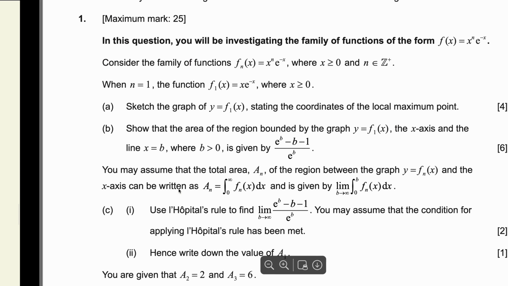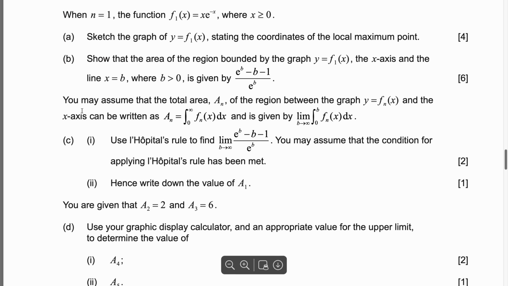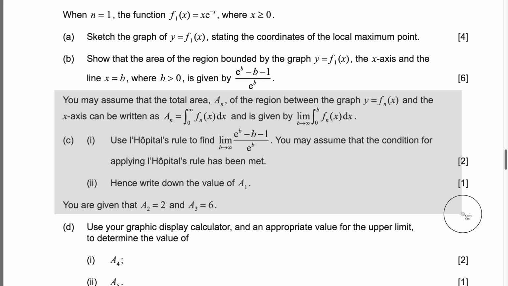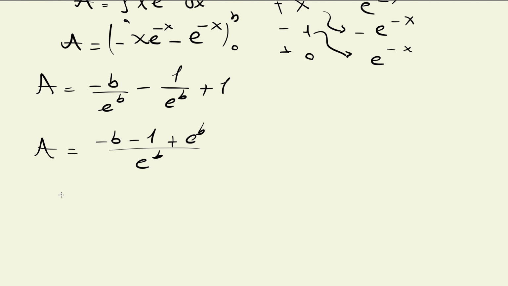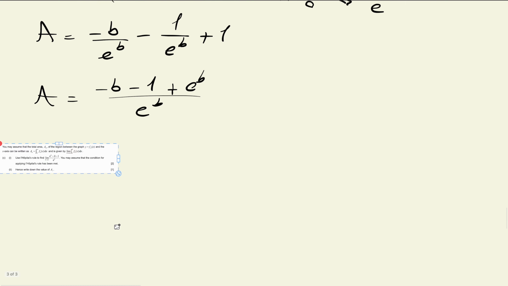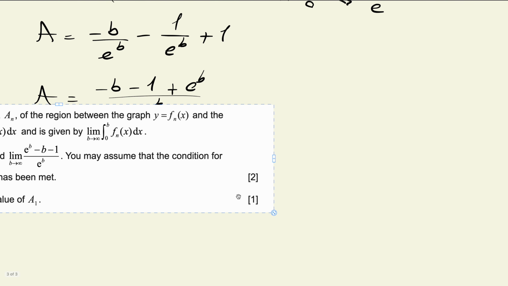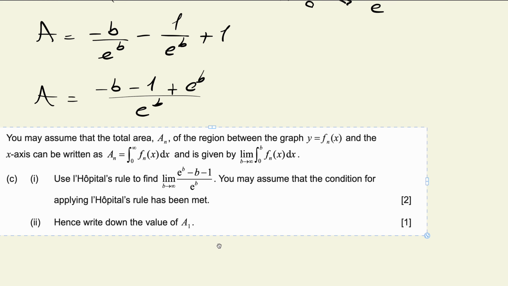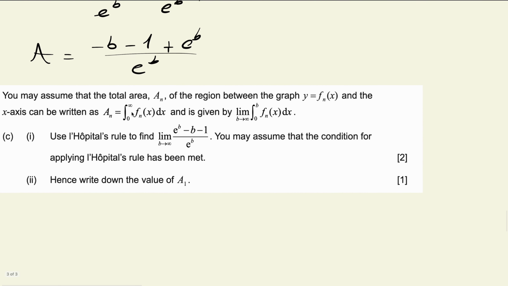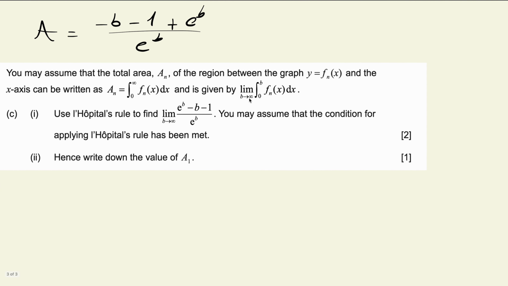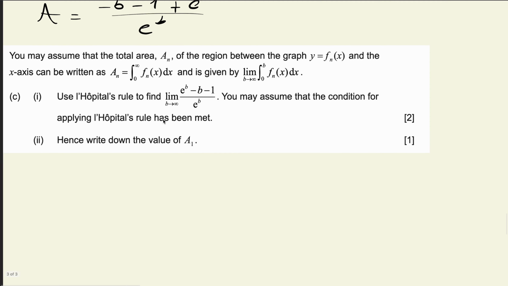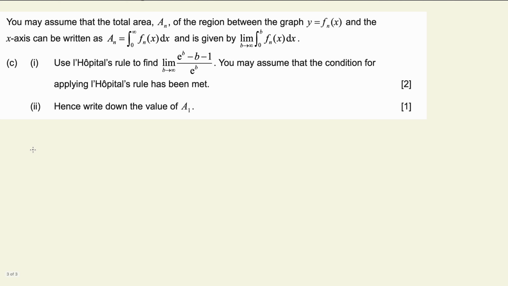Alright, part C. Let me just snip this quickly. Okay, we're told that you may assume that the total area of the region between the graph and the x-axis is given by the limit. So use L'Hopital to find it, that's easy. L'Hopital as b approaches infinity.